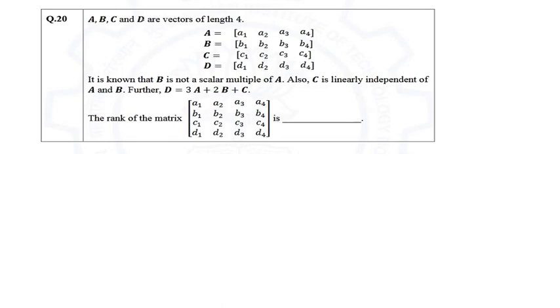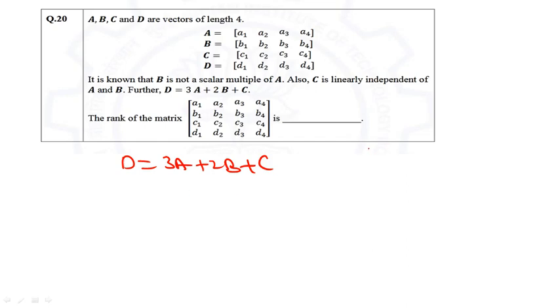A, B, C and D are vectors of length 4. It is known that B is not a scalar multiple of A, and C is linearly independent of A and B, but D can be written as 3A plus 2B plus C. Then the rank of this matrix is, this is a numerically typed question, you need to type it. This is also very simple.